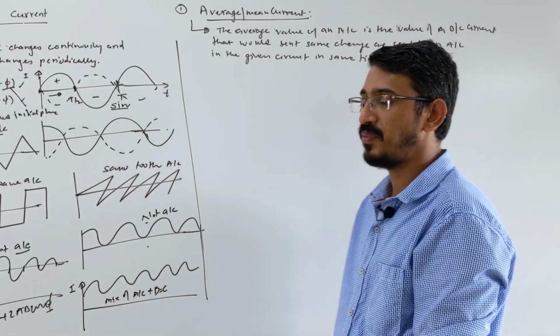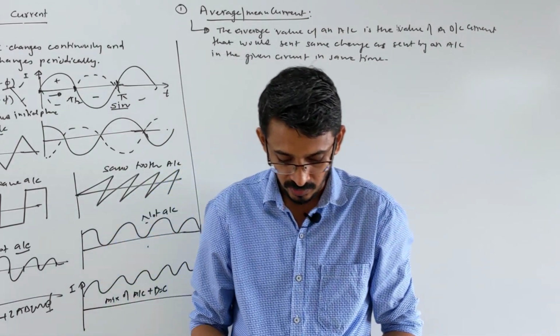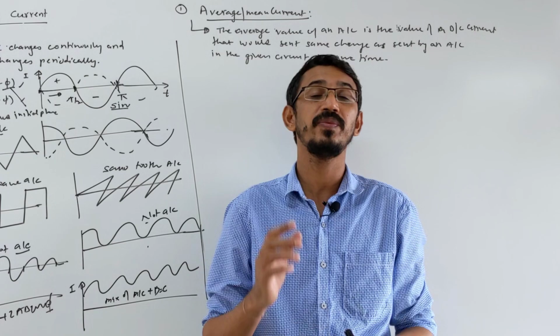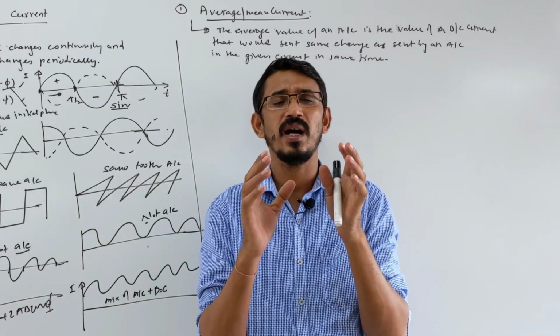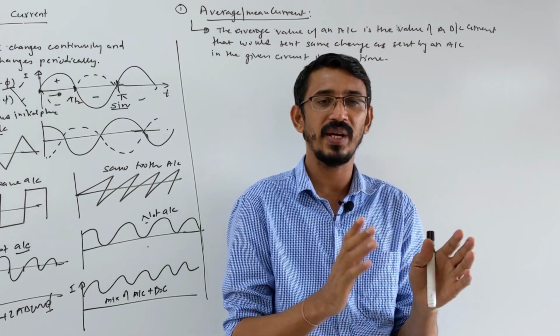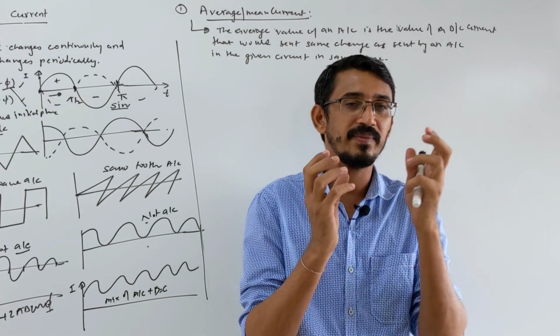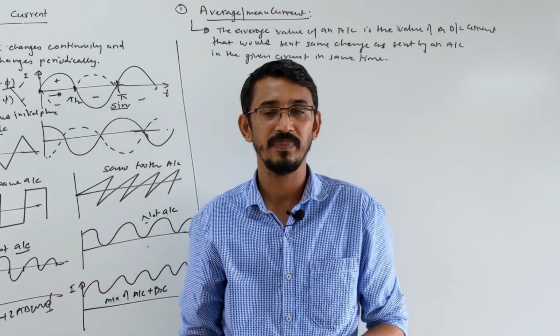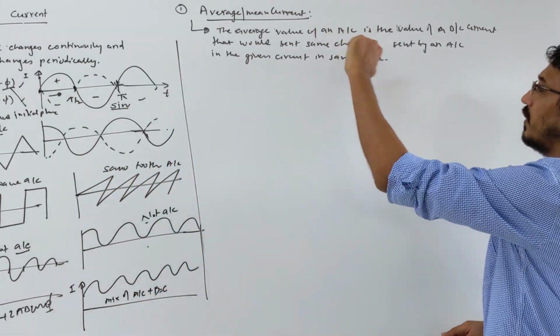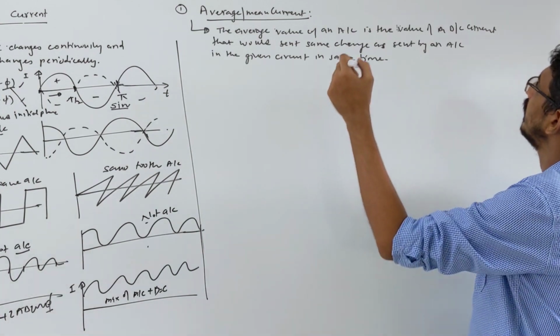Actually, what is the definition of average current that I wrote there on the board? It says that the average value of an AC current is the amount of DC current, we are writing in terms of DC, which will send the same charge through a circuit as is sent by an AC current for the given time. And here one word I missed, very important.